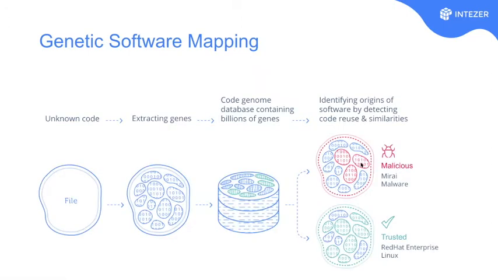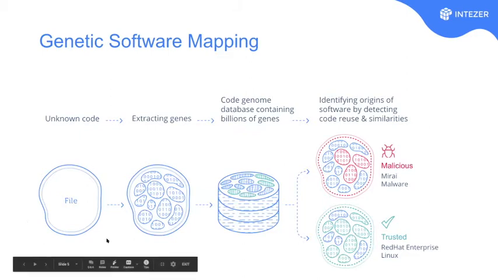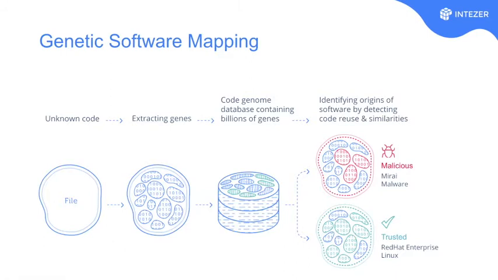Now with that, once we have an unknown file which we want to investigate during an incident, we can run it in this engine, extract the genes, and then compare them to the other genes in our genome database. Based on the matched genes, we can determine if the file is good or bad.